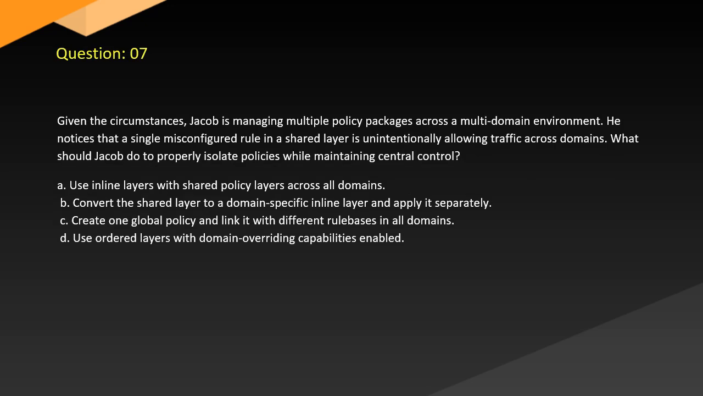Question 7. Given the circumstances, Jacob is managing multiple policy packages across a multi-domain environment. He notices that a single misconfigured rule in a shared layer is unintentionally allowing traffic across domains. What should Jacob do to properly isolate policies while maintaining central control? A. Use inline layers with shared policy layers across all domains. B. Convert the shared layer to a domain-specific inline layer and apply it separately. C. Create one global policy and link it with different rule bases in all domains. D. Use ordered layers with domain overriding capabilities enabled.